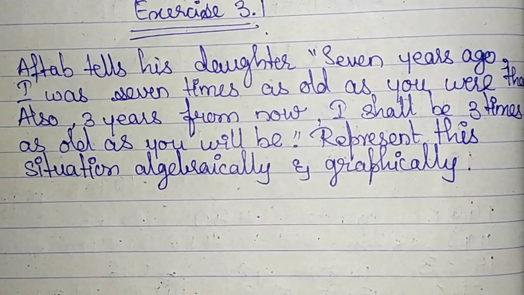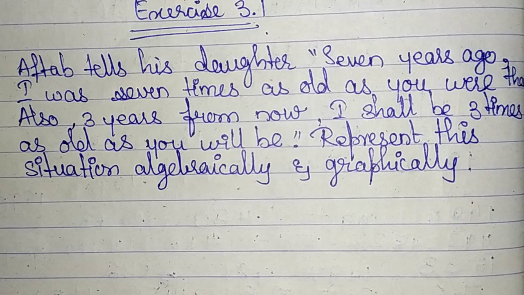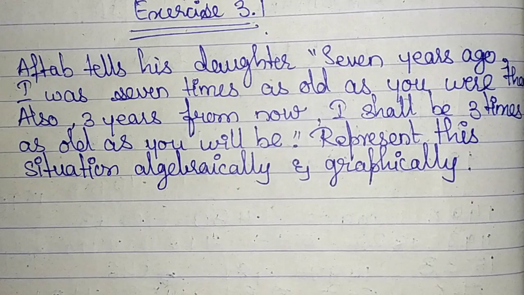In the first main question of exercise 3.1, Aftab tells his daughter, "7 years ago, I was 7 times as old as you were then." That means if 2020 is today, then 7 years ago was 2013. In 2013, Aftab was 7 times as old as his daughter was in 2013.